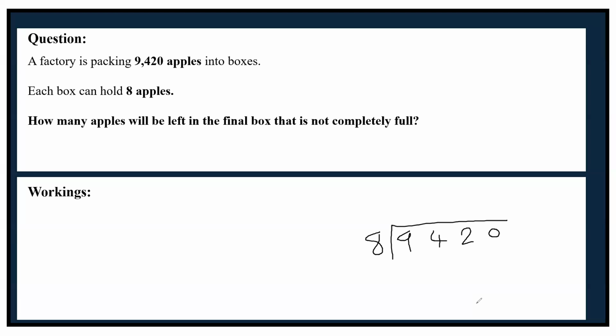So basically, 8 is what you're dividing it by. Yeah, but what is 8 in the question? It's not the number of apples we have. We have 9,420 apples. So what's 8 doing in this question? So it's saying that each box can hold 8 apples. Good. Honestly, you said it, Florence.